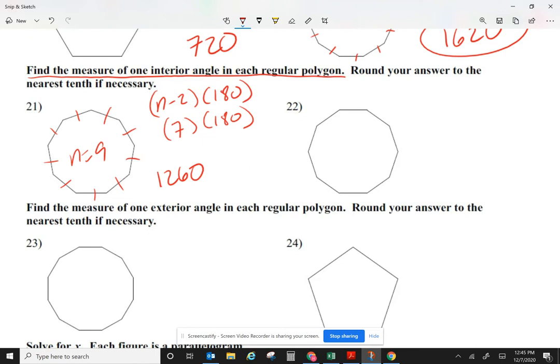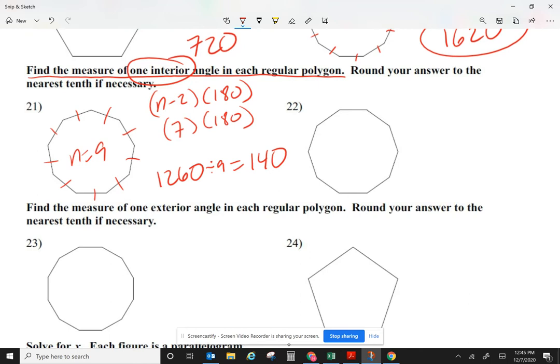Now, my question here is, how much is one of them? There are 9 of them, right? There were 9 to begin with. So this number, 1,260, let me divide it by 9, and that gives me 140. Some of your answers might be decimals, so you're going to round to the nearest tenth. Nearest tenth means 1 decimal place. All right, let's take a look at another example.